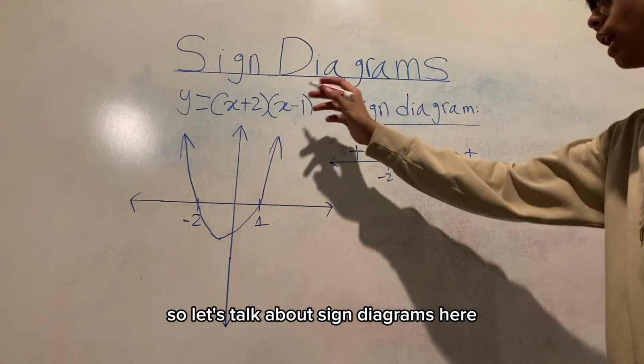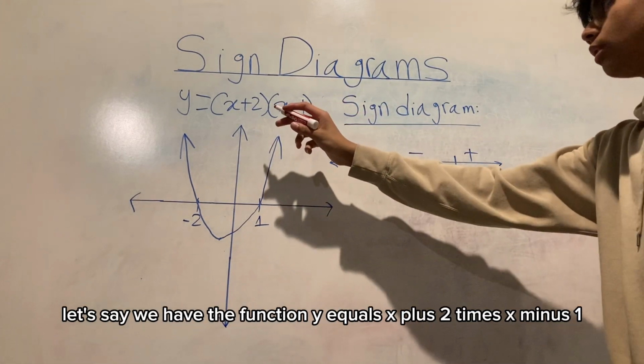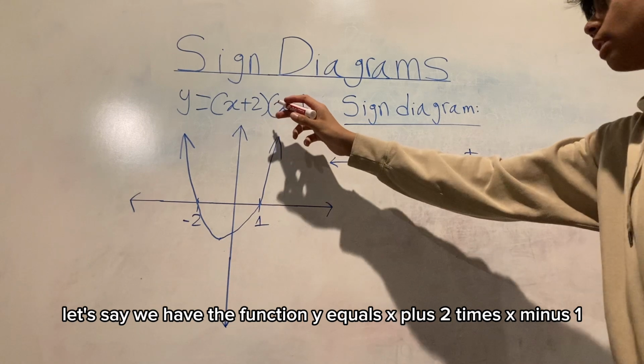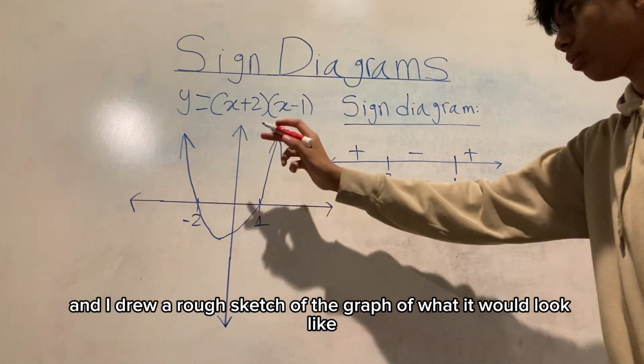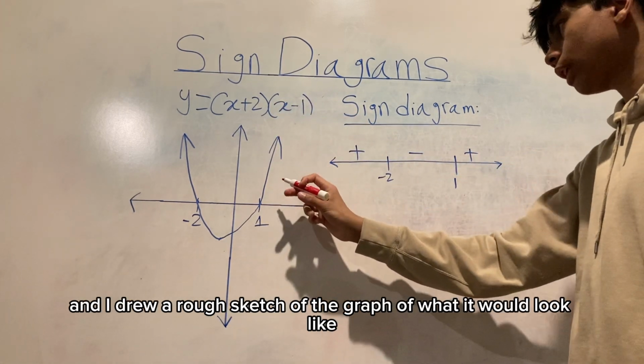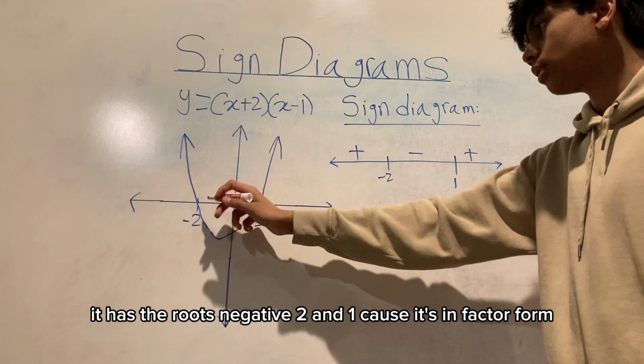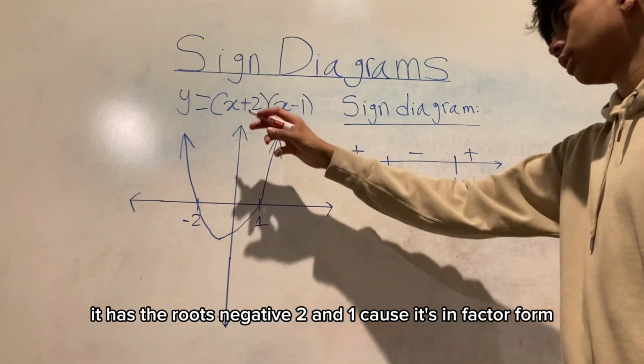So let's talk about sign diagrams here. Let's say we have the function y equals (x + 2)(x - 1). And I drew a rough sketch of the graph of what it would look like. And as you can see, it has the roots -2 and 1 because it's in factored form.